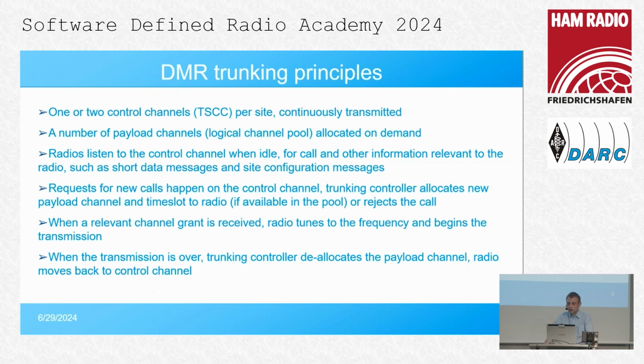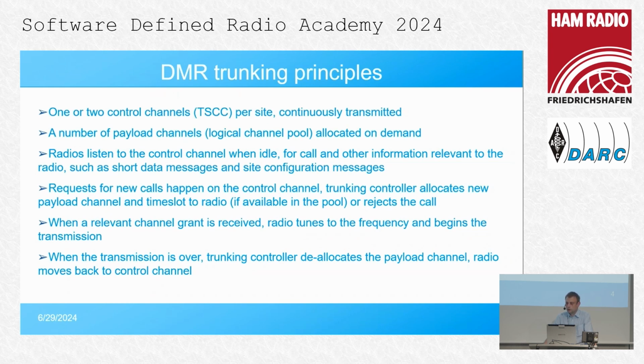A trunking site will generally have one or two control channels which are continuously broadcasted, so they're continuous transmissions which are not stopped except for maintenance operations. And the site will also have a number of payload channels. Basically, that's a logical channel pool, which is allocated on demand to the users based on their requests.